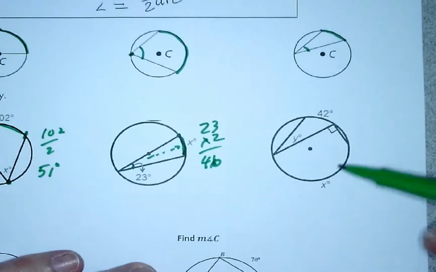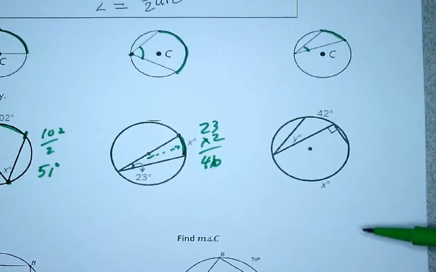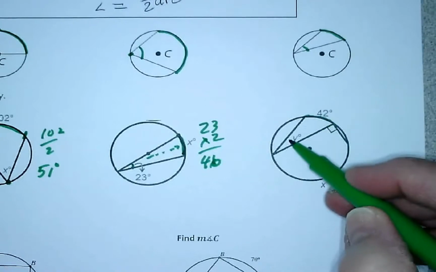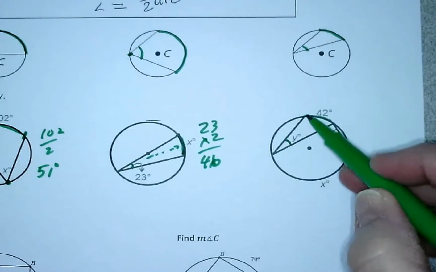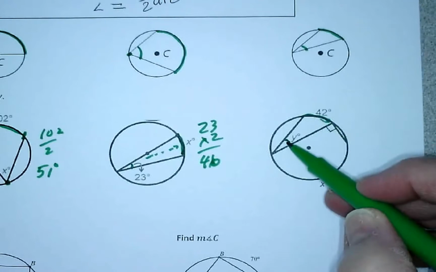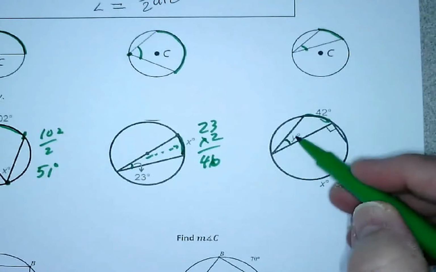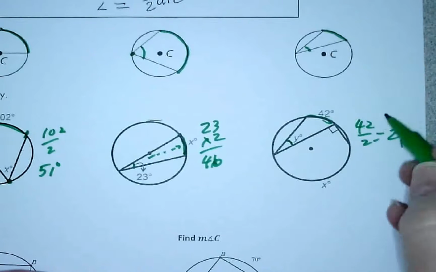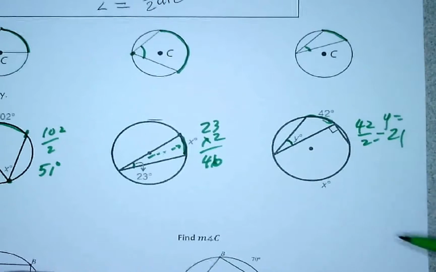This one has two problems, 2 missing pieces to find. So this arc right here is 42. That goes with angle Y. So if I know the arc and I want to know the angle, I'm going to divide by 2 because I'm going in. So 42 divided by 2. So Y would equal 21 degrees.